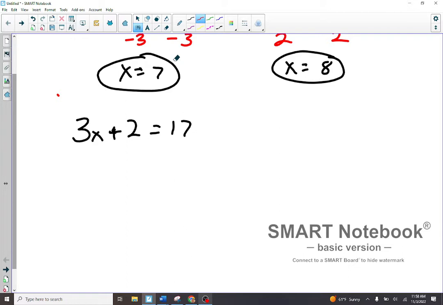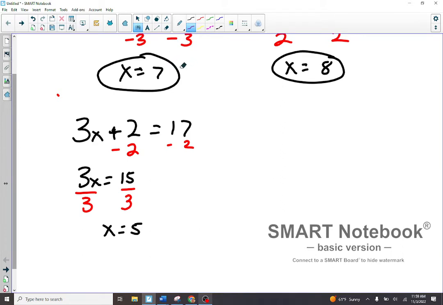I have to use the reverse PEMDAS order, which means I'm going to get rid of what I would do last. In this case, usually I would multiply and then add. Since we're doing reverse PEMDAS, we're going to take away the adding, then take away the multiplication. So the first thing I'm going to do is minus 2 on both sides. Minusing 2 on both sides gives me 3x equals 15. After that, I'm going to divide 3 on both sides. x equals 5.